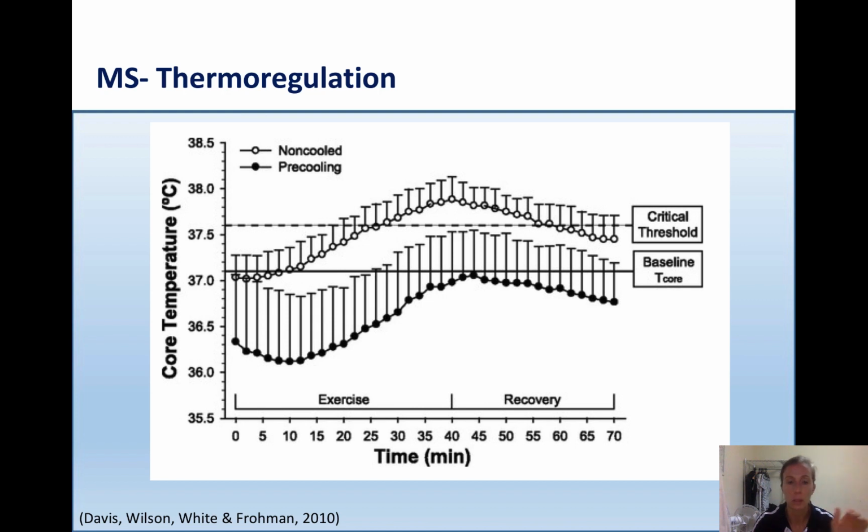So in those 40 minutes, we can obviously see an increase in core temperature, body temperature, as we would expect with exercise. But we can see that those individuals that were pre-cooled are starting at a much lower core temp, and then obviously we're getting less of an increase. So we're not reaching that critical threshold of just above 37.5 degrees Celsius, which these authors defined, okay?